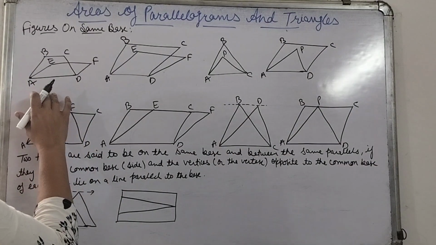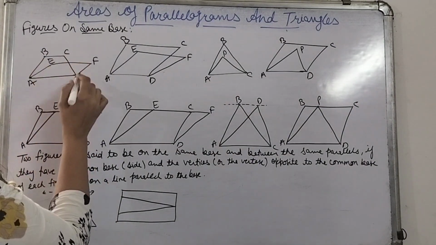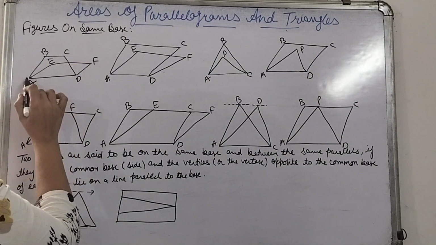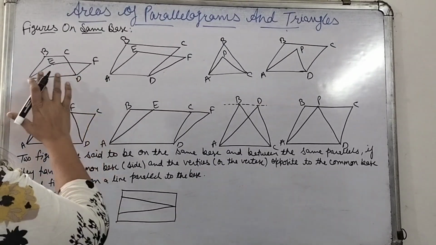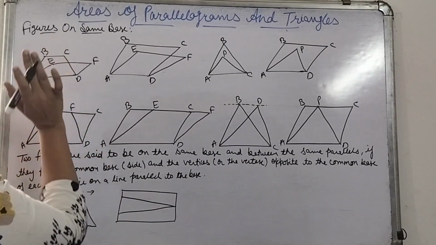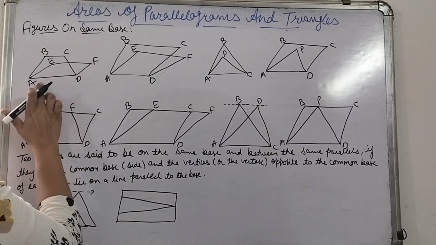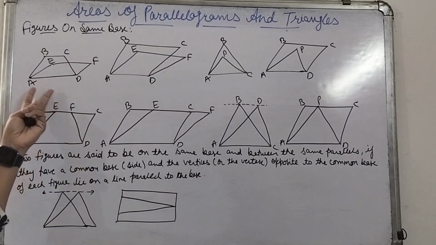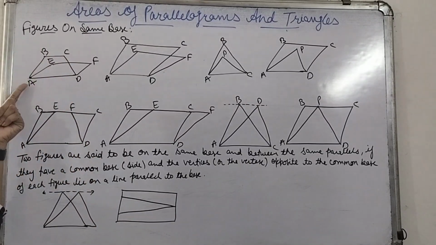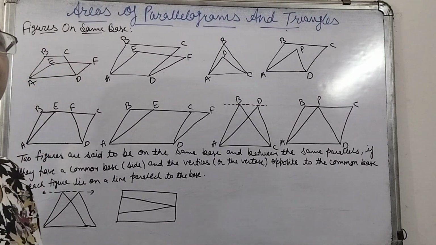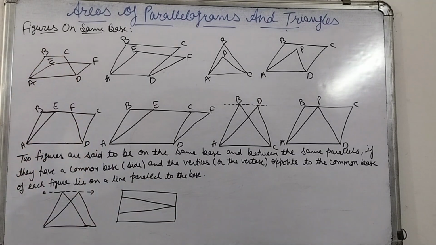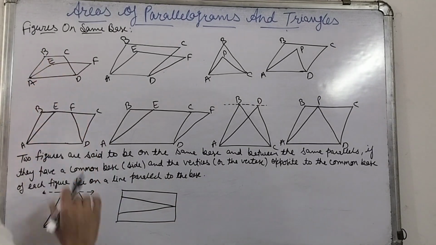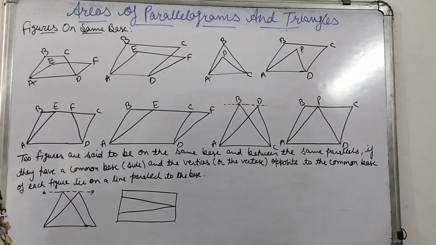Suppose there are two figures: ABCD is a trapezium and AEFD is a parallelogram. These two figures have a common side. Looking at the parallelogram AEFD and the trapezium ABCD, both have a common side, that is AD. So we will say that these two figures are on the same base.